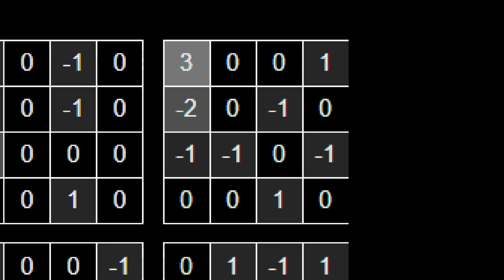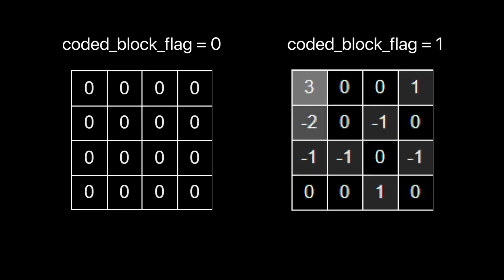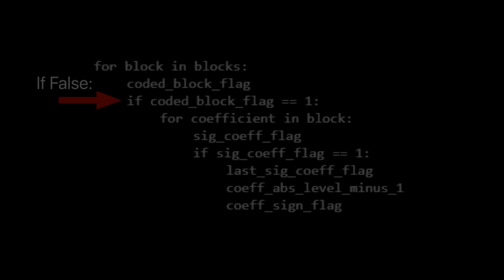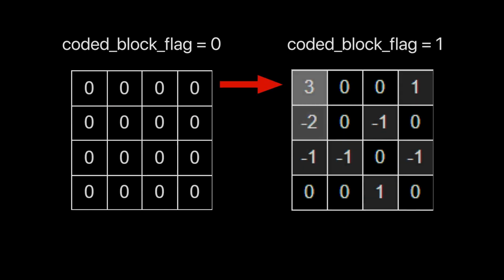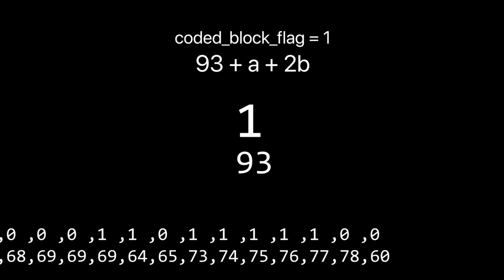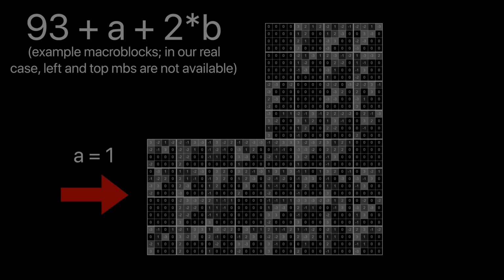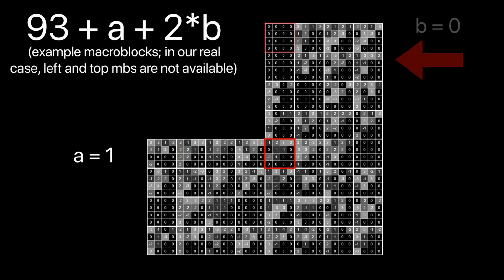For each 4x4 block, we start by encoding a 1-bit coded block flag using CABAC to signal whether the specific block contains any non-zero coefficients. If this flag is 0, we skip the rest of that block. Since our flag is 1 for every block, we proceed to encode all of them. We will use context model 93 plus A plus 2B to encode this flag. Set A to 1 if the left macroblock is available and its corresponding 4x4 Luma block is not empty. Set B to the same, but for the top macroblock.